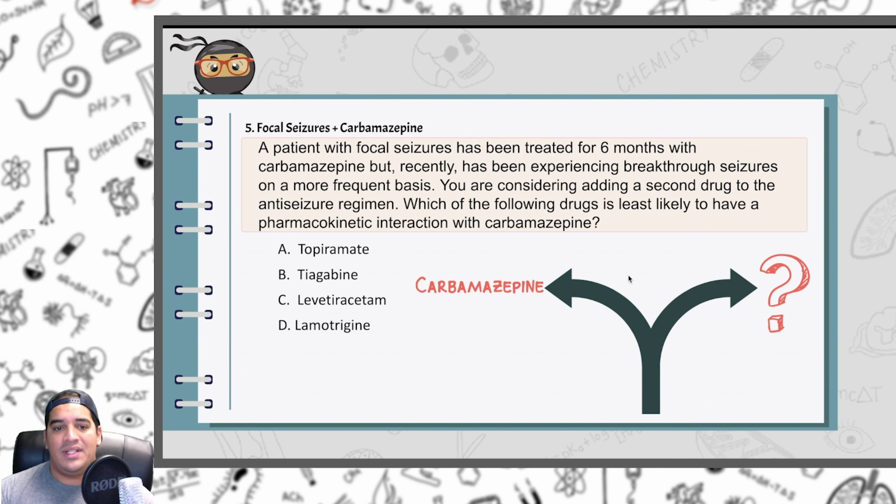So, with that being said, having some breakthrough seizures on a more frequent basis, you're considering adding a second drug to the anti-seizure regimen. Which of the following drugs is least likely to have a pharmacokinetic interaction with carbamazepine? So this is basically saying which one of these drugs has fewer cytochrome P450 interactions in comparison to others. And the one that I think is really important to remember that has almost no drug interactions because it's primarily renally excreted is levetiracetam.